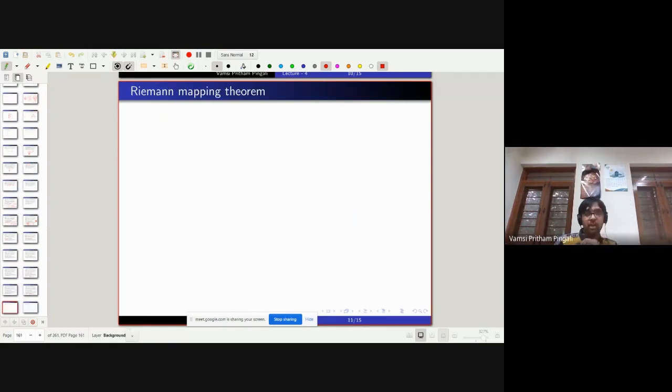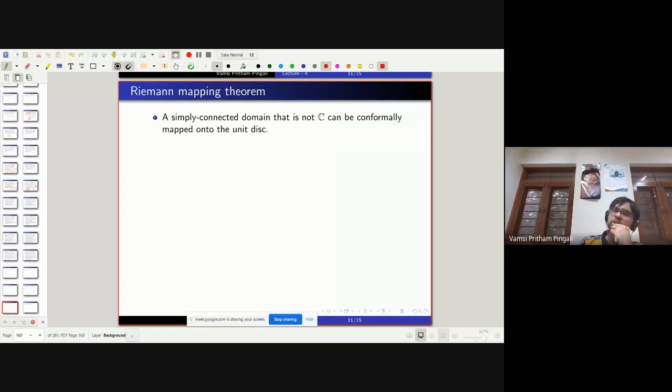All right, so the Riemann mapping theorem. This is the final theorem that I'll mention in this set of lectures. And this is definitely a theorem in the sense that it's very difficult to prove. A simply connected domain, namely a domain roughly speaking that doesn't have holes, that is not all of C, can be conformally mapped onto the unit disk. This is the statement of the theorem. The statement is pretty easy to understand. Moreover, the map is unique up to automorphisms of the unit disk.